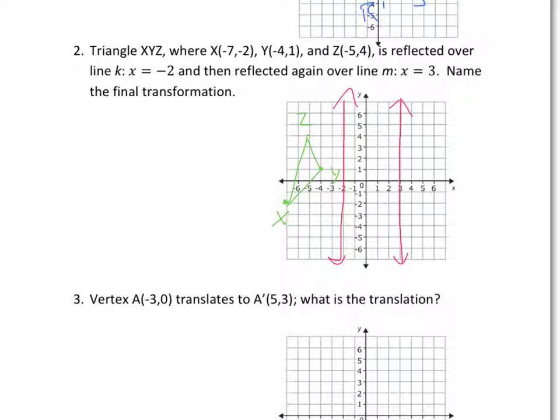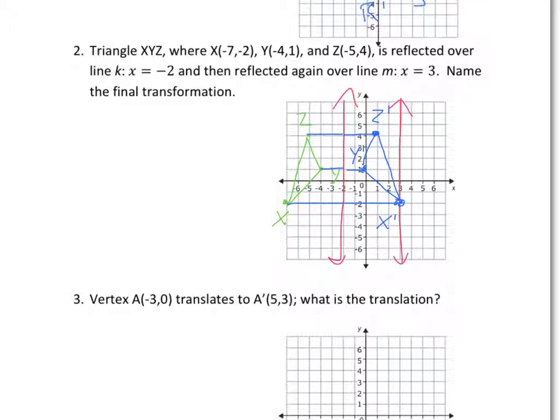We'll start with the first reflection. It takes 3 to get to that first line, so you've got to go 3 after that: 1, 2, 3. There's Z prime. Y takes 2 to get there, so 2 more. There's Y prime. And X takes 1, 2, 3, 4, 5 to get there, so 1, 2, 3, 4, 5. And there is X prime. There's the first reflection.